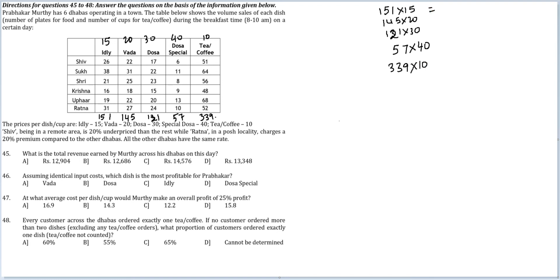So 151 into 15 should be 2250, 2265. Then it should be 145 into 20 gives me 2900. This should give me 3630. This should give me 2280, and this should give me 3390. Let's add these up. I get 5. What more do I need here? 6 plus 3 is 9. 9 plus 9 is 18. 18 plus 8 is 26. I get 6 here. 2 carried over.